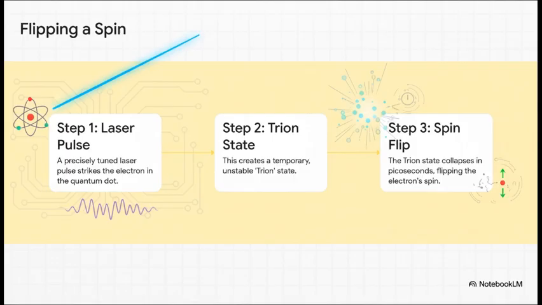So step three, in just a few picoseconds, we're talking trillionths of a second here, that Trion state collapses. And as it collapses, it flips the electron's spin. And just like that, we've done it. We've performed a quantum operation.